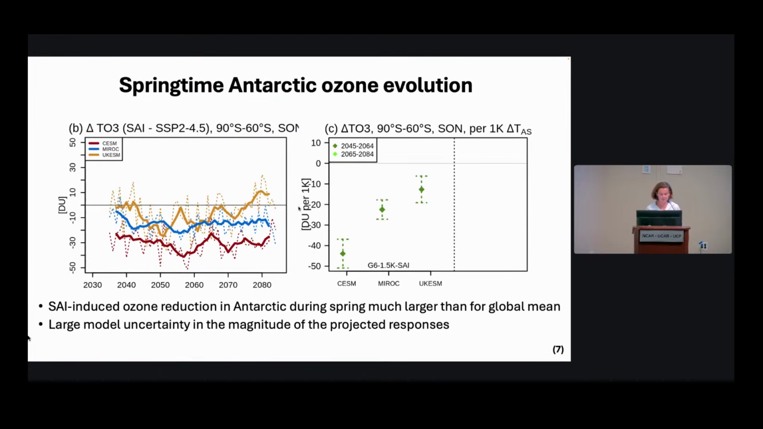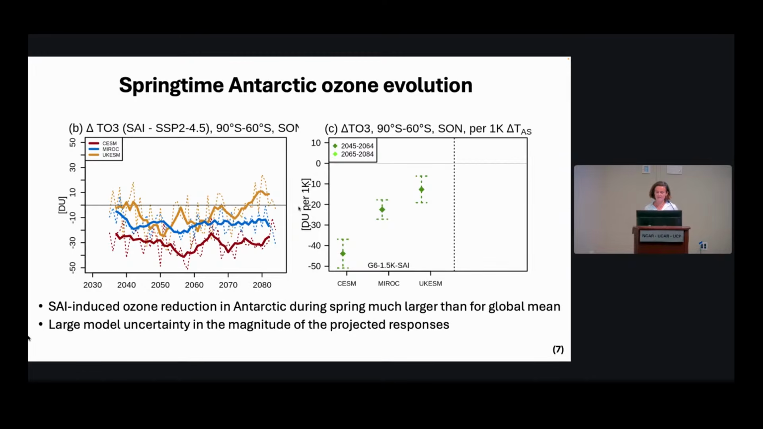Now, this was the global mean ozone response, and obviously the results differ depending on the exact region in question, and I don't have time to go through all of them here. But I do want to finish by briefly looking at the changes in the Antarctic during springtime, and this is the region that people are normally most interested in. So on the left, I have a similar time series of total ozone column changes, but this time in the Antarctic during spring.